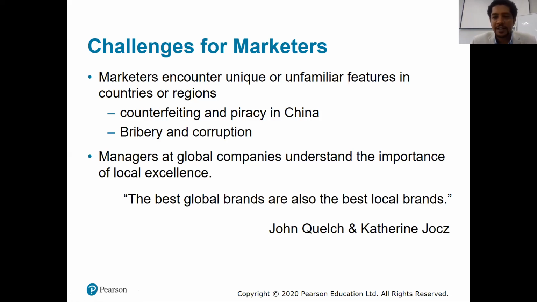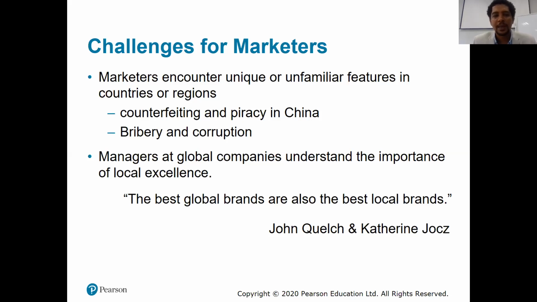Okay, so marketers encounter unique or unfamiliar features in countries or regions. Okay, so you are trying to sell your products to people that you don't know, right? So for example, a company in Korea, if they want to be involved in global marketing, let's say they want to sell their products or they want to develop a subsidiary in Europe or in Africa. Okay, so they have to be familiar with the country's culture, the politics, the environment. Okay, several factors affect your business when you are involved in global marketing.